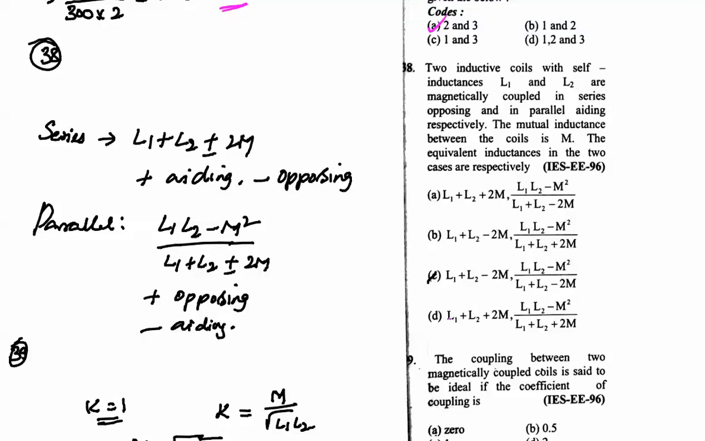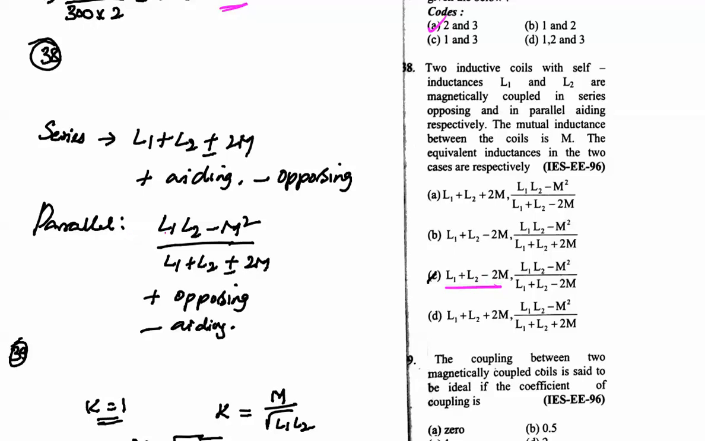Two inductive coils of self-inductance L1 and L2 are magnetically coupled in series opposing and in parallel aiding respectively. The mutual inductance between the coils is M. The equivalent inductance when the two are cases separately. When the first case is series opposing, we will write L1 plus L2 minus 2M. The minus sign will be here. So for series connection, L1 plus L2 plus or minus 2M. Plus sign for aiding, minus sign for opposing.